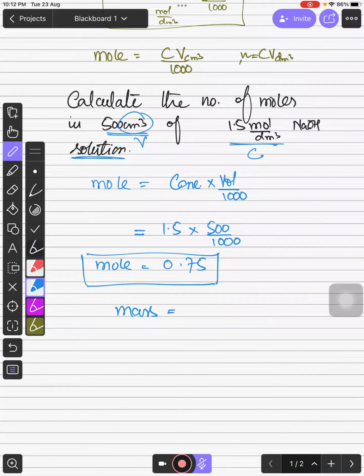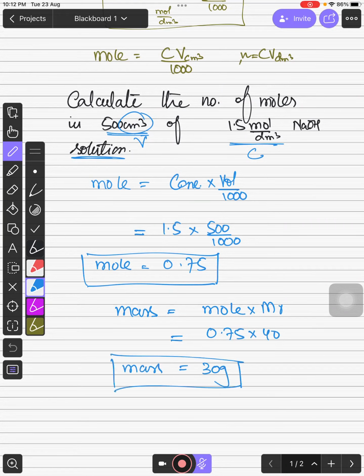We know that we can find out mass from moles. It is moles into MR, and the MR of NaOH is 40. So it is definitely 30 gram. आपने 30 ग्राम NaOH का किया होगा, आपने सॉल्यूशन में मिलाया होगा, उसको जो है 500 बना दिया होगा. 30 ग्राम NaOH को आपने पानी में मिक्स कर उसको 500 ml तक बना लिया, तब जाके आपके पास ये कॉन्सेंट्रेशन बनी होगी. You can see this.